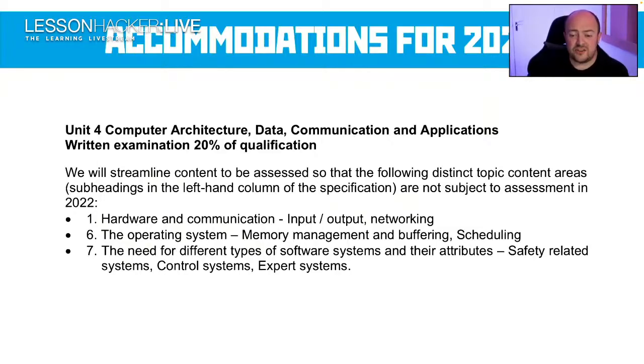The other one is Unit 6, the operating system, and good because that section is huge. Memory management, buffering, and scheduling is not the most exciting thing in the world, so that's been removed, which is great. And then the need for different types of software systems and their attributes. Unfortunately, what they removed from this one were the types of software that I think are easiest to revise because they're the ones they've asked past paper questions on in the past.